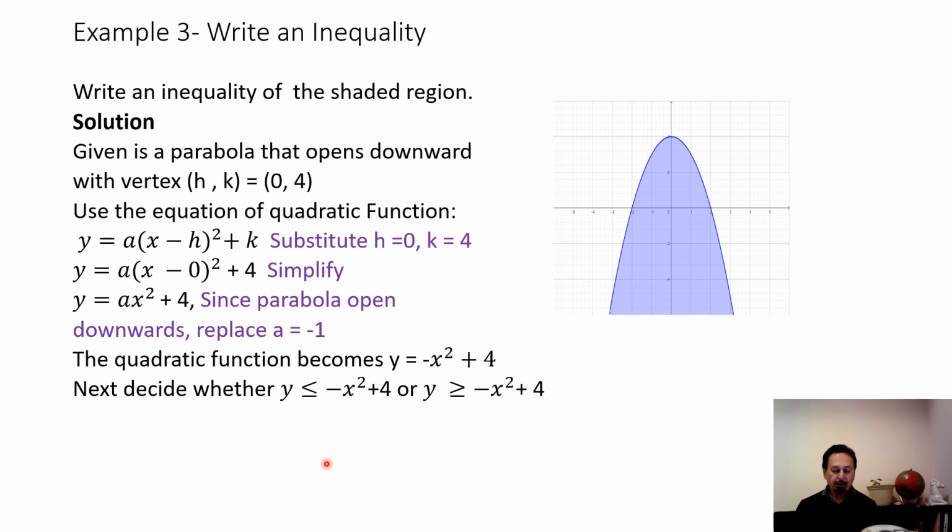Now we have to decide whether the inequality is y less than or equal to minus x squared plus 4, or y is bigger than or equal to minus x squared plus 4. So to decide that one, we pick a point inside the shaded region. I think again we can pick 0, 0. It's a very, very convenient point to use as a test point.